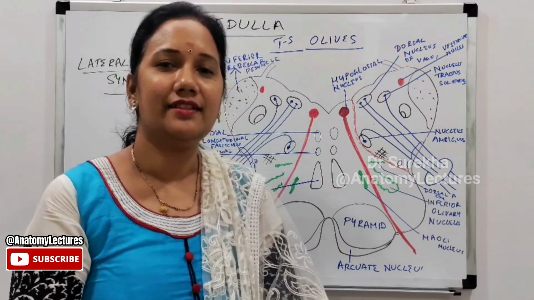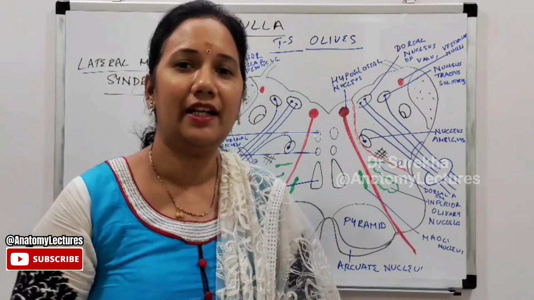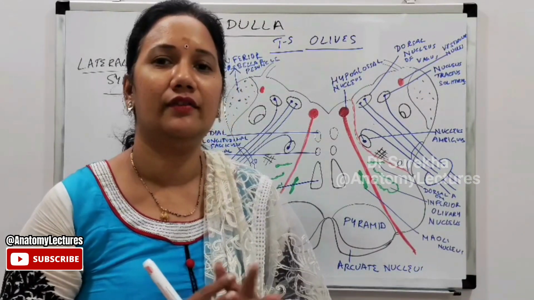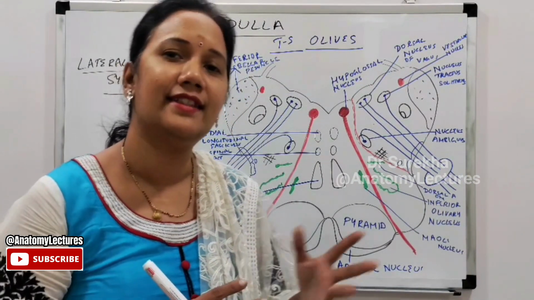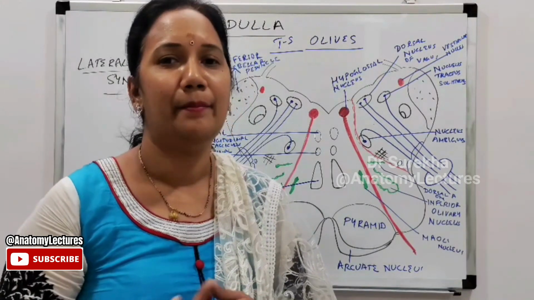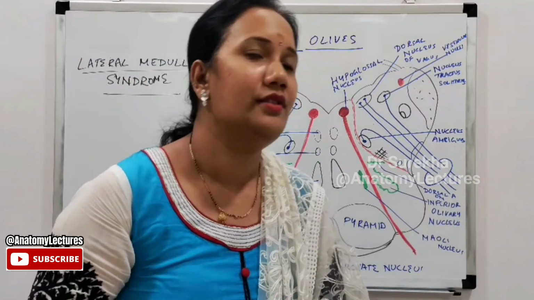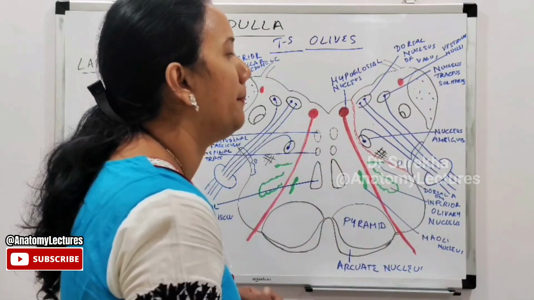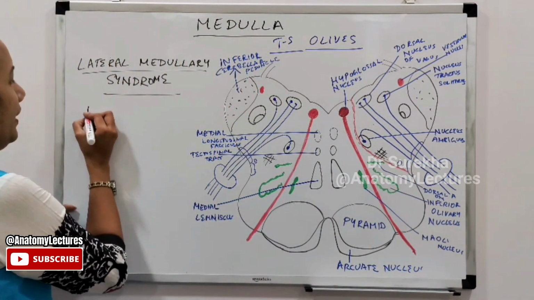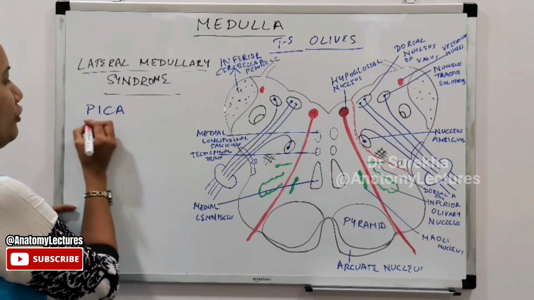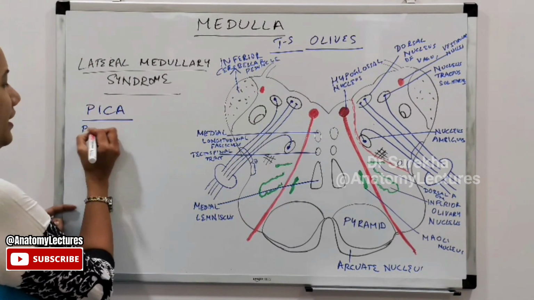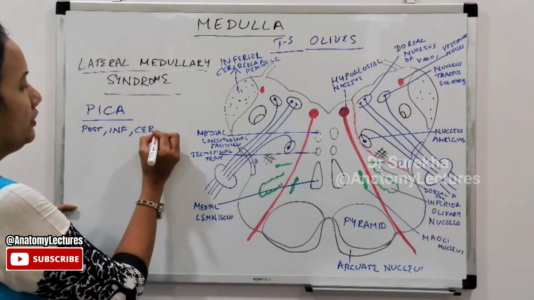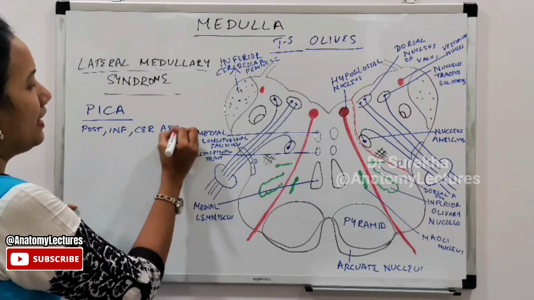In this video, let us discuss the various applied aspects in relation to the medulla. So there are two syndromes which are related to the medulla: one is lateral medullary syndrome and the other is medial medullary syndrome. This is the dorsolateral part of the medulla. It is being supplied by the PICA, posterior inferior cerebellar artery. It is generally remembered as PICA.